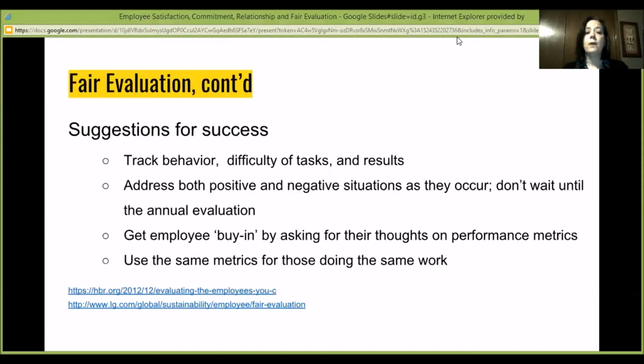And then get the employees' buy-in. Ask their thoughts on what performance metrics should be included in the annual evaluations. And then when you're writing your evaluations, if you're comparing associates, make sure you're using the same metrics for those doing the same work so that you don't compare apples to oranges. By implementing these suggestions for success, you're going to have employees who are going to see the value and the fairness in these evaluations because it's going to be based on their skills, their behaviors, and their accomplishments.